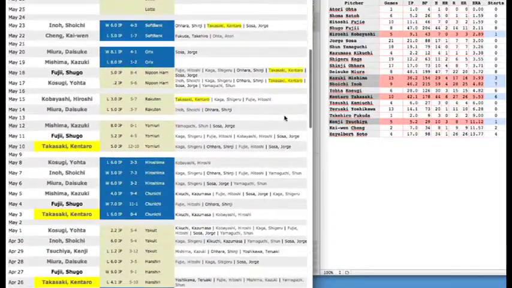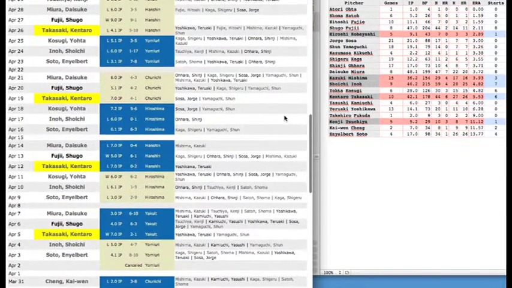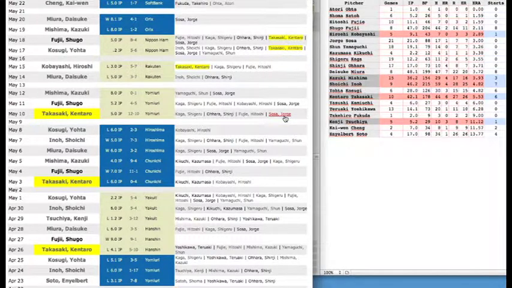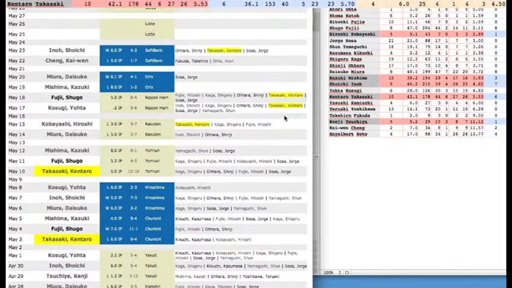Takasaki started off the season in the rotation, and like Ino, he's kind of at the end, the backside of the starting rotation. So once Interleague started, for him too, he's been moved to the bullpen. And unfortunately, he has not fared that well in the bullpen. But actually, if you look at his numbers, he's doing better in the bullpen than he did as a starter.